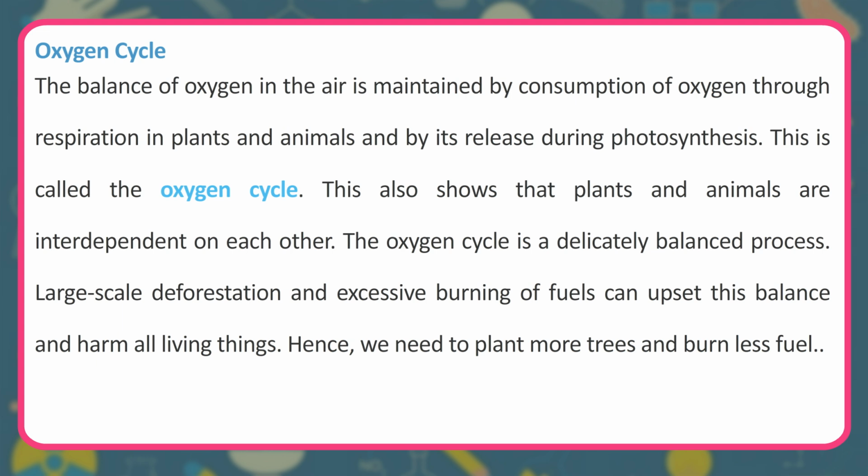The balance of oxygen in the air is maintained by consumption of oxygen through respiration in plants and animals and by its release during photosynthesis. This is called the oxygen cycle. This also shows that plants and animals are interdependent on each other. The oxygen cycle is a delicately balanced process. Large-scale deforestation and excessive burning of fuels can upset this balance and harm all living things. Hence, we need to plant more trees and burn less fuel.